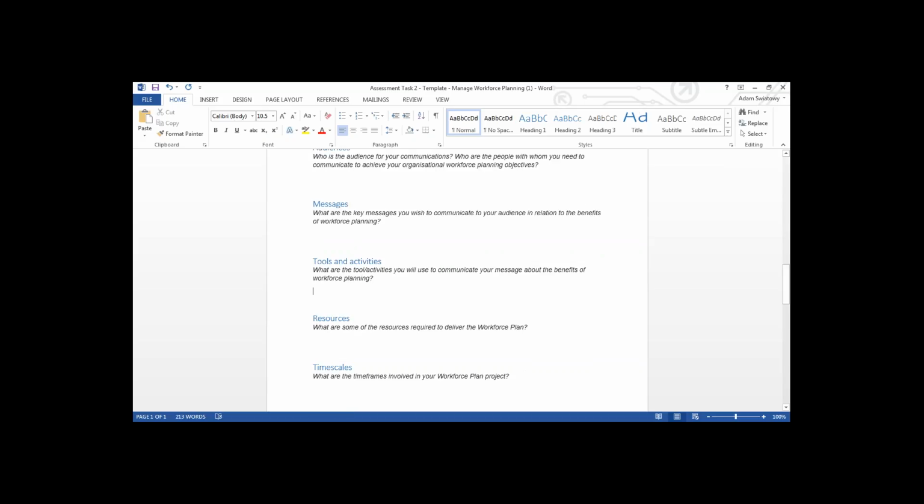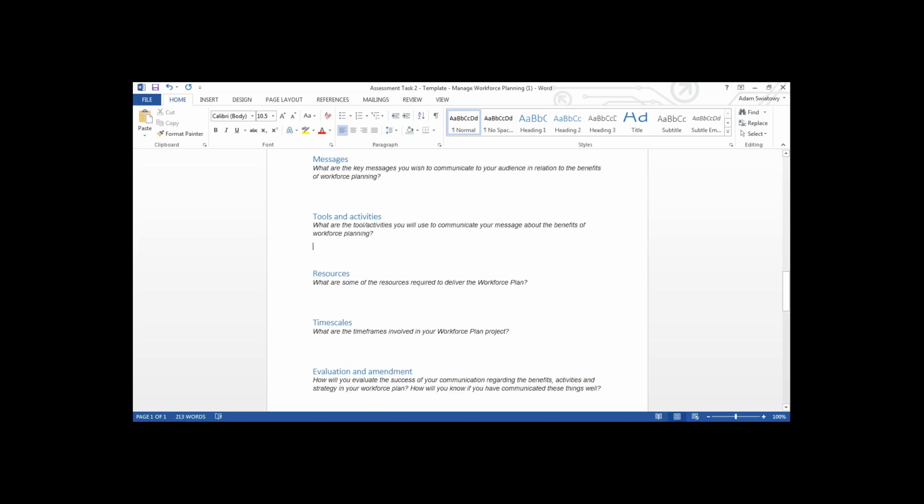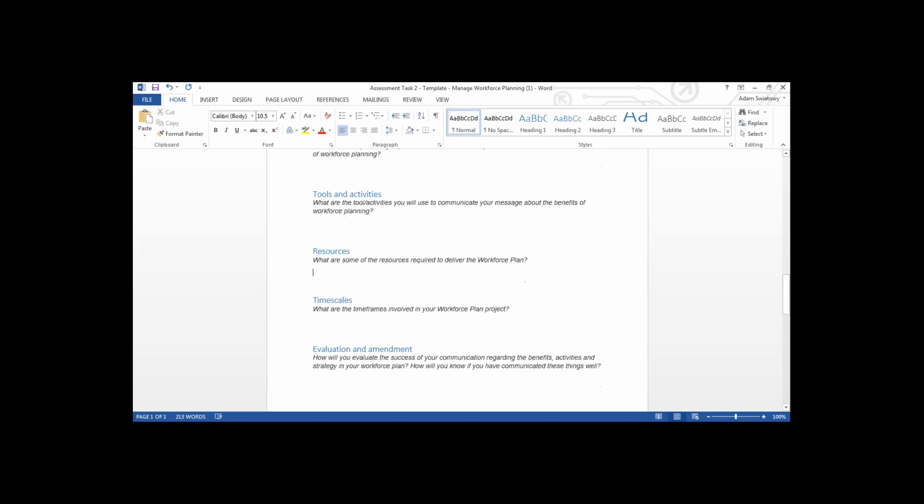Tools and activities. Okay, so now we know what the key messages are. We know who we're communicating to with our audience. We know what the objectives are of what we're trying to say. What are the tools or the activities that you'll use to communicate your messages? So how are you going to do that? What are the actual communication mediums? What are the ways that you're going to be having those conversations? What are the ways that you're going to be able to get your message across about the benefits of your workforce plan that you've just created? So that's what we want you to put there under tools and activities. Next one, resources. What are some of the resources required to deliver this workforce plan? So have a look at what you've created. What are some things that you might need?